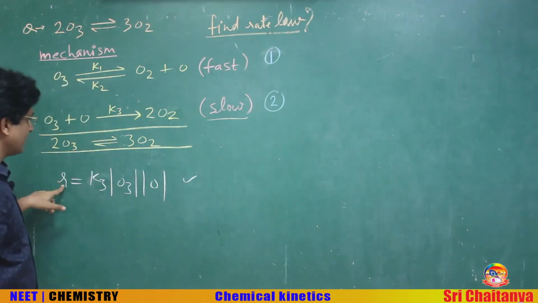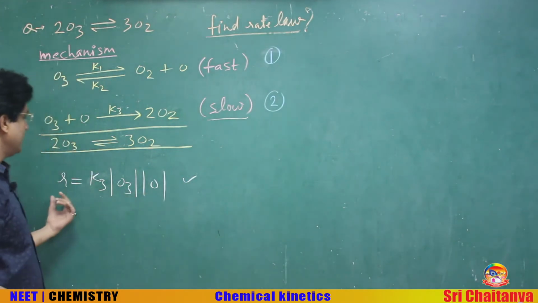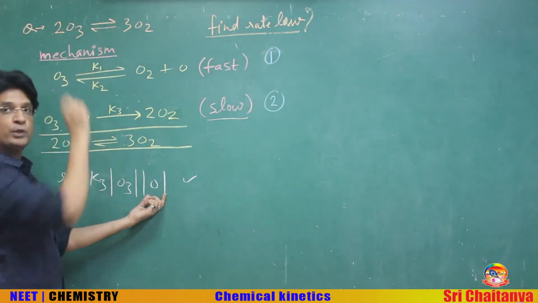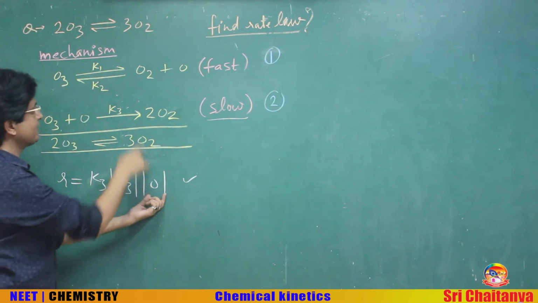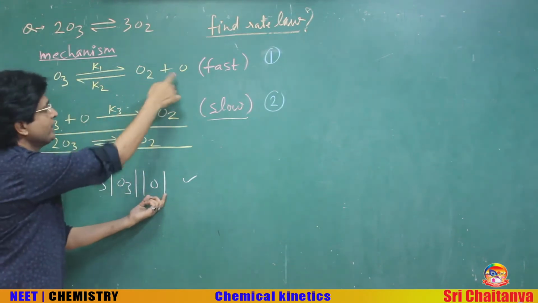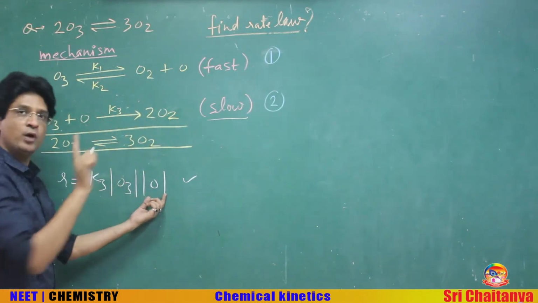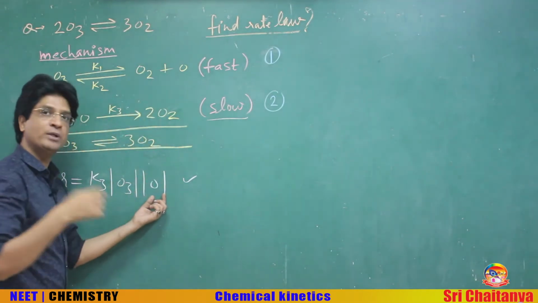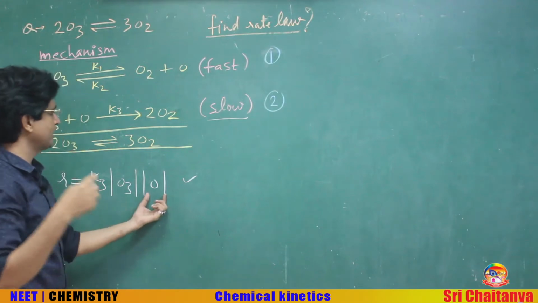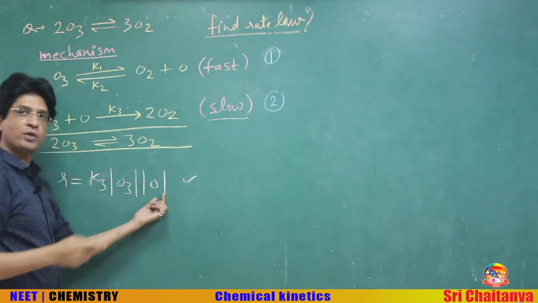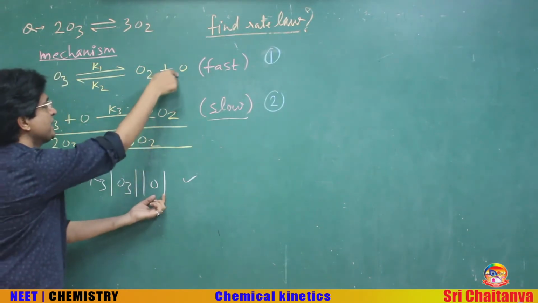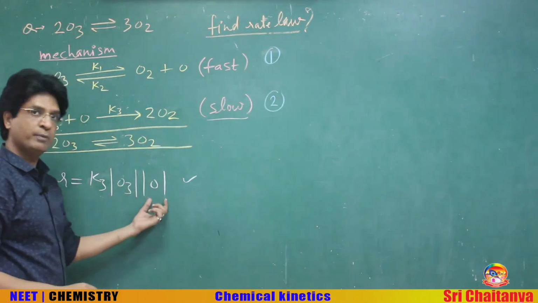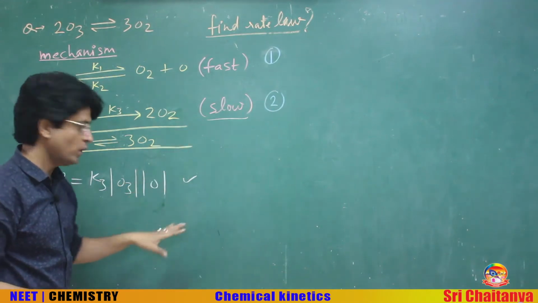But see, this rate law is useless for me. The reason being, it contains a term called O. This O is not part of the original equation, the final equation. O is the intermediate. It is formed during the course of reaction and it is consumed before the end of reaction. Now the problem with intermediates is that I will never be able to calculate the concentration of the intermediate with certainty because they are consumed within the course of reaction.